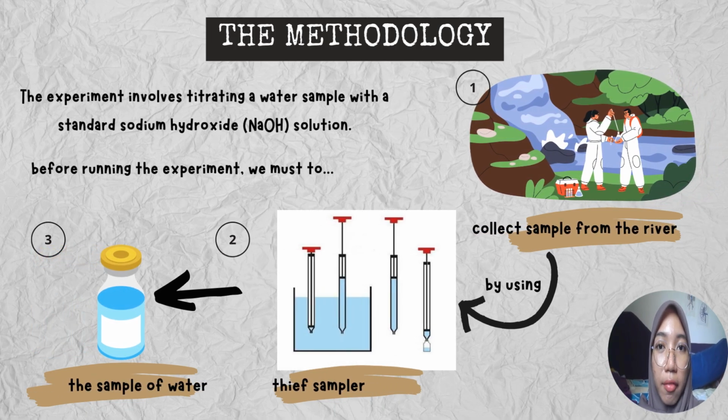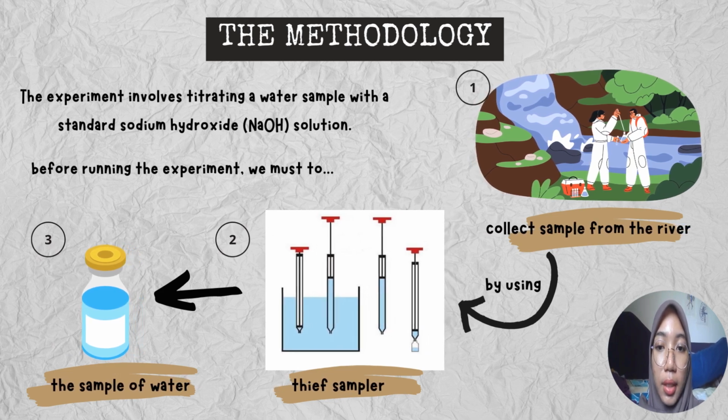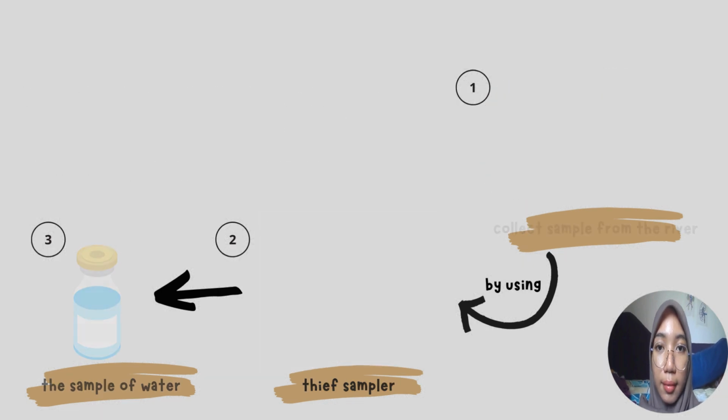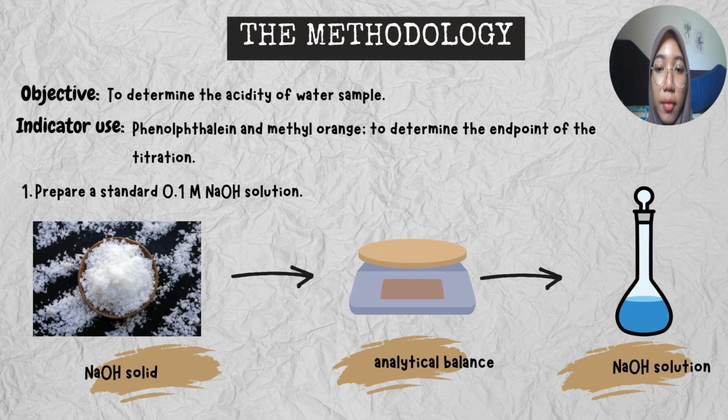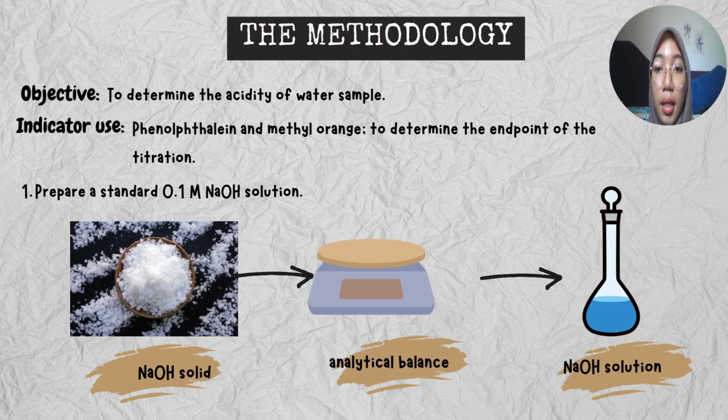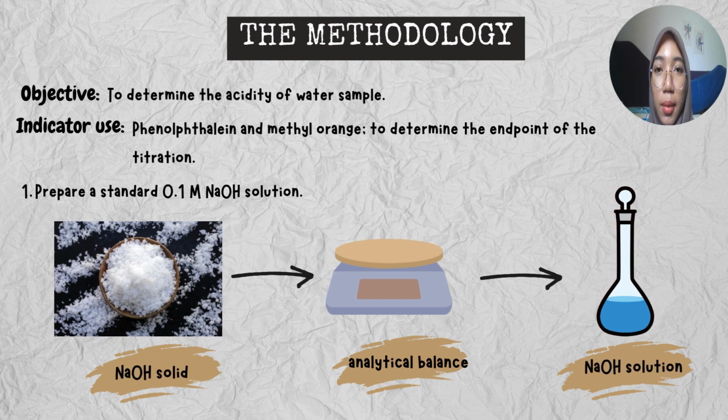The experiment involved titrating a water sample with a standard sodium hydroxide solution. But before we run the experiment, we must collect the sample first. So the sample is taken from the river by using a depth sampler. The sample is collected at the surface, middle, and at the bottom of the river bed. The objective of this experiment is to determine the acidity of the water sample. The indicators we use in this experiment are phenolphthalein and methyl orange to determine the endpoint of the titration.